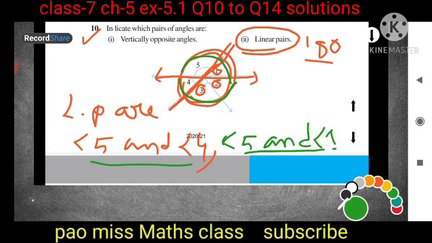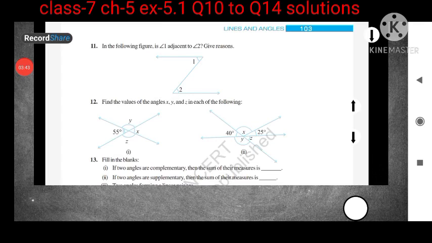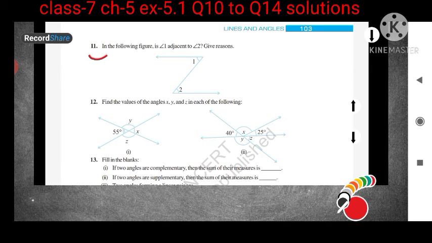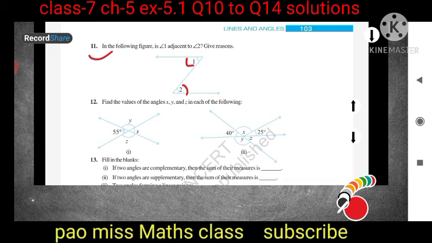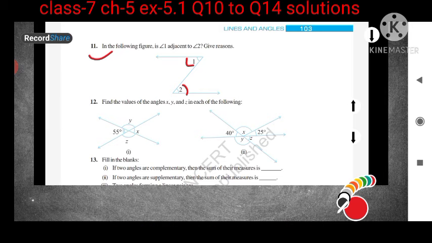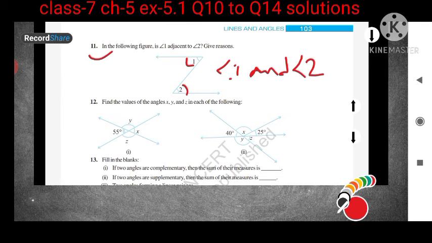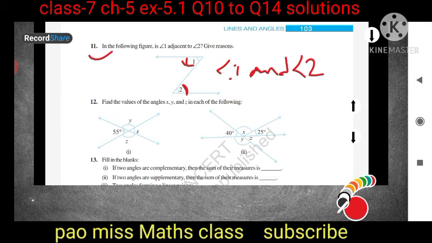Now come to the next question, question number 11. Question number 11 is given. In the following figure, is angle 1 adjacent to angle 2? Now is angle 1 adjacent to angle 2? No, isn't it? Why are they not adjacent? Because they do not have a common vertex, okay? What will you write? Angle 1 and angle 2 are not adjacent. Why are they not adjacent? Because they do not have a common vertex, okay?